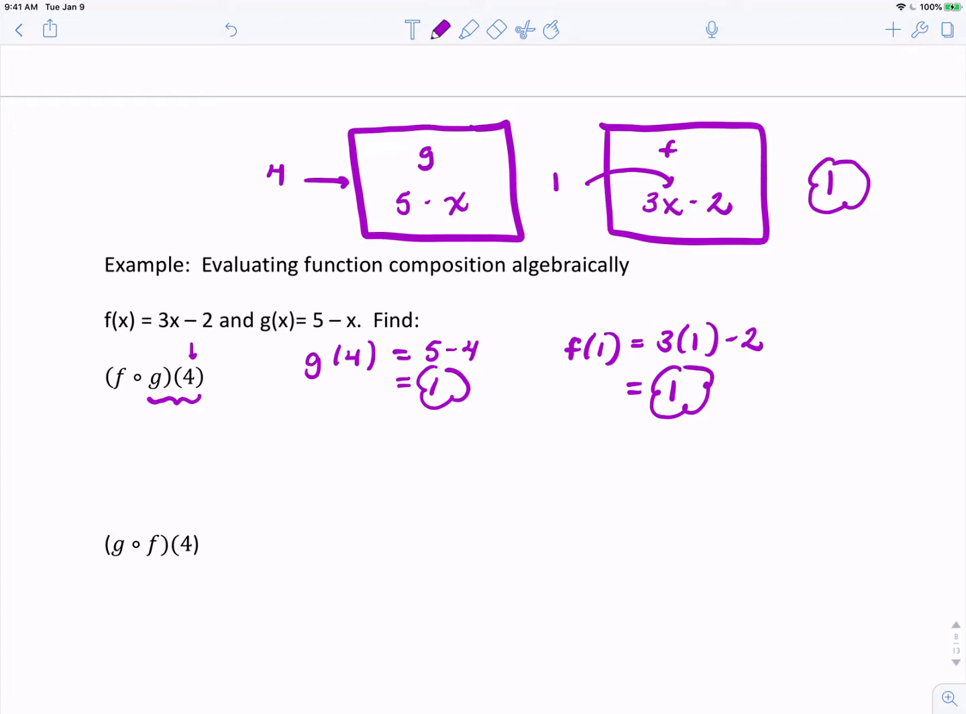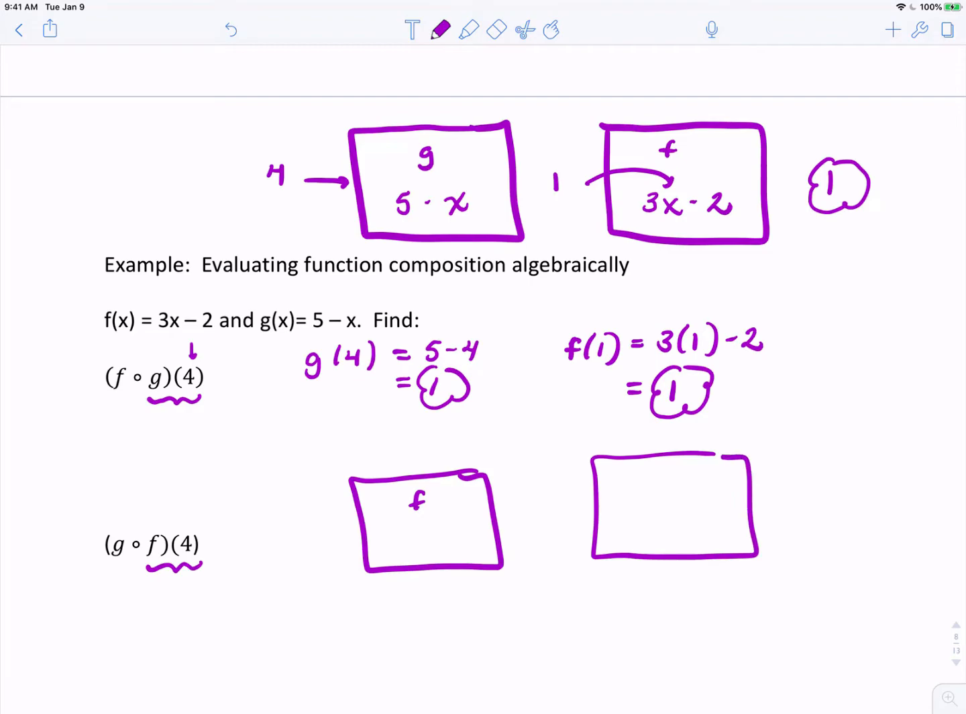Let's find g dot f of 4. In this case, f is the function closest to our input variable, so we're going to do function f first. If we were to think about it in boxes, first would be function f, and then function g. And f is 3x minus 2, and g is 5 minus x, and we're taking the number 4.